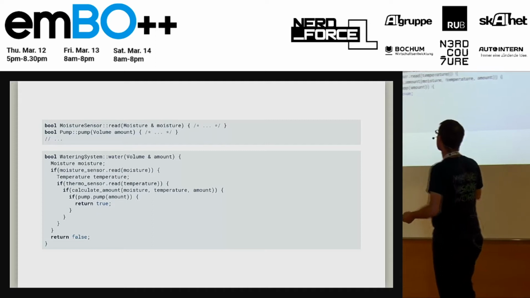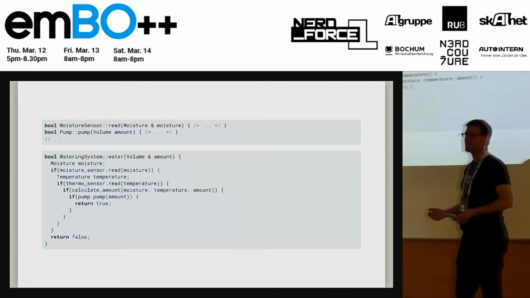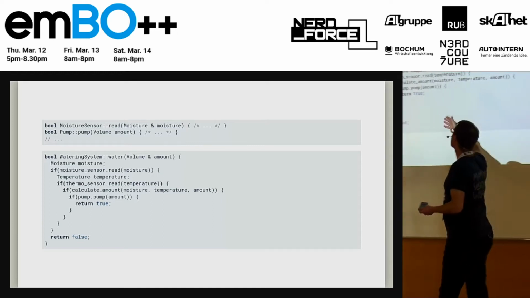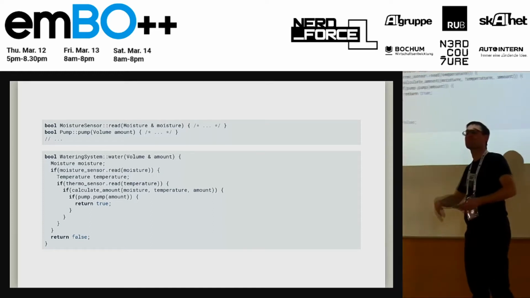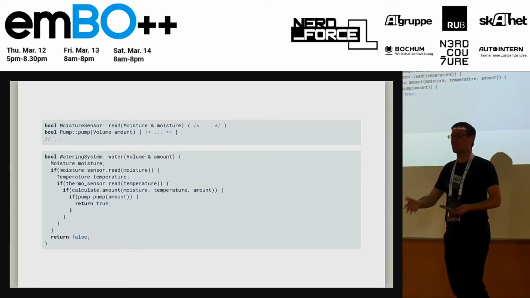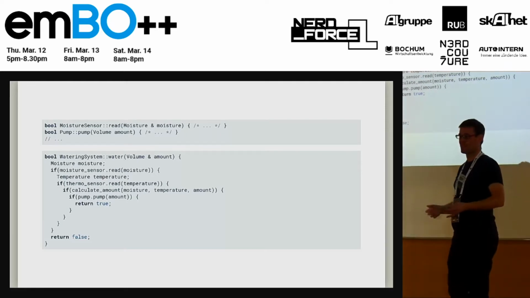But I don't really like it, because if you get a false back, what can I tell about the moisture? Maybe I had the moisture from before there, now I call it and it tells me false. Is there still the old value in there or not? I don't know.